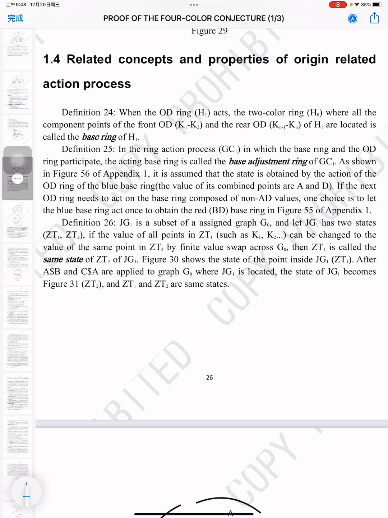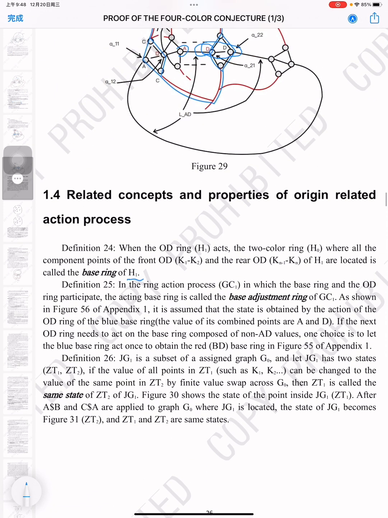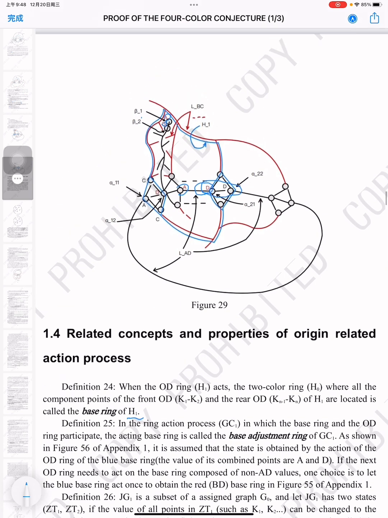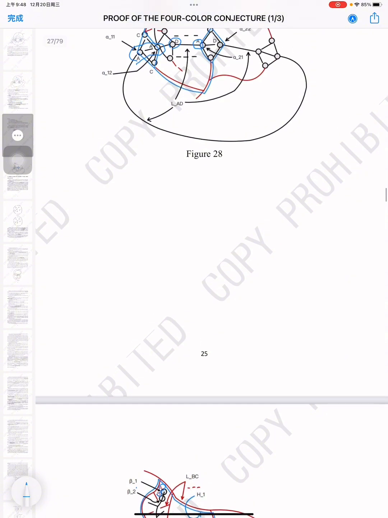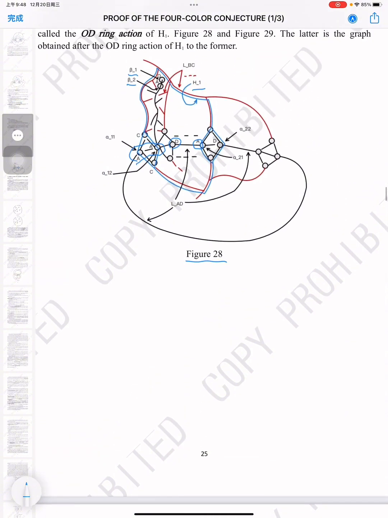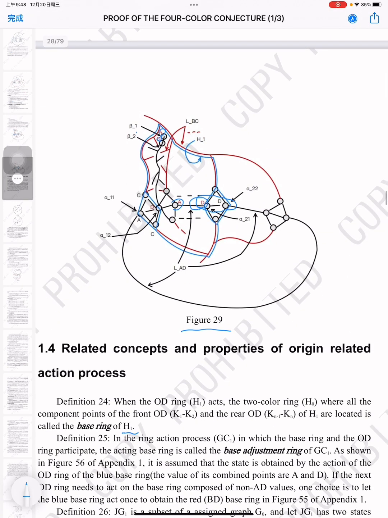For the base ring of H1, we can see an H1 in figure 29 or figure 28. In 29, the base ring is this ring, LAD.